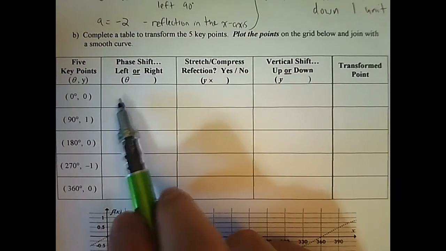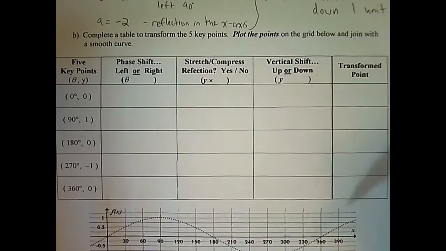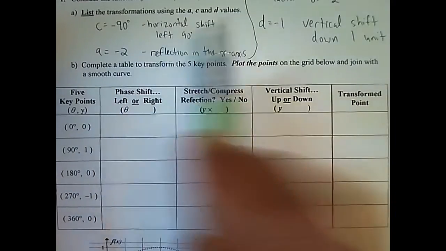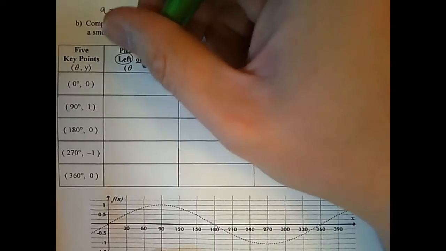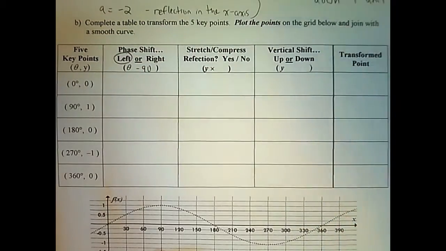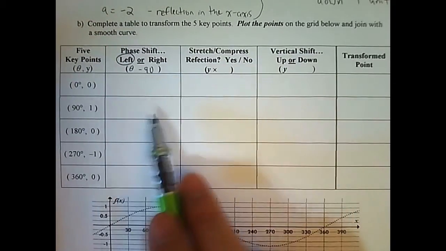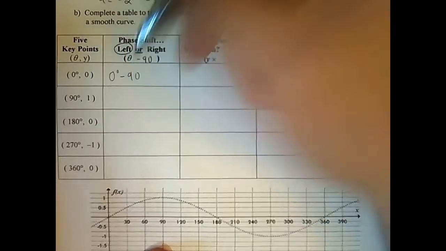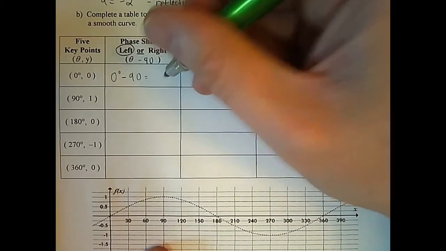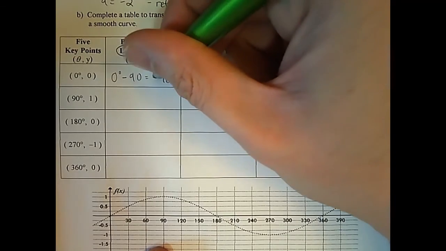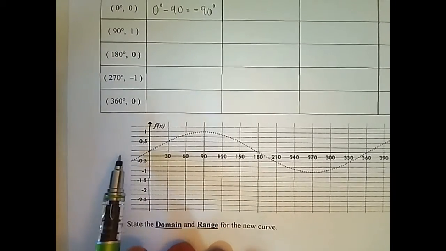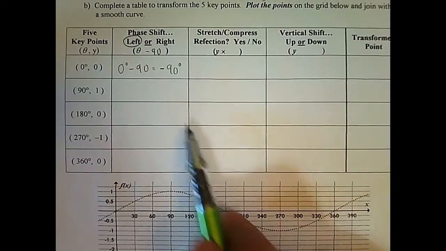So for the first one, we're going to have a phase shift left or right. Well, we said it's negative 90, so we're going to go to the left. I know it's plus 90 in the brackets here, but we mean we're going to move to the left 90. So I'm going to have 0 degrees minus 90, which is equal to negative 90 degrees. We saw that before in the last unit, where we can still go to negative degrees on this side if we need to. So we have negative 90 degrees.